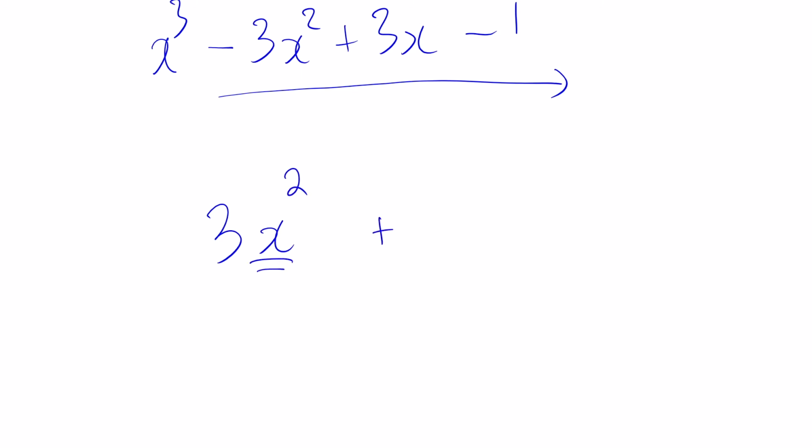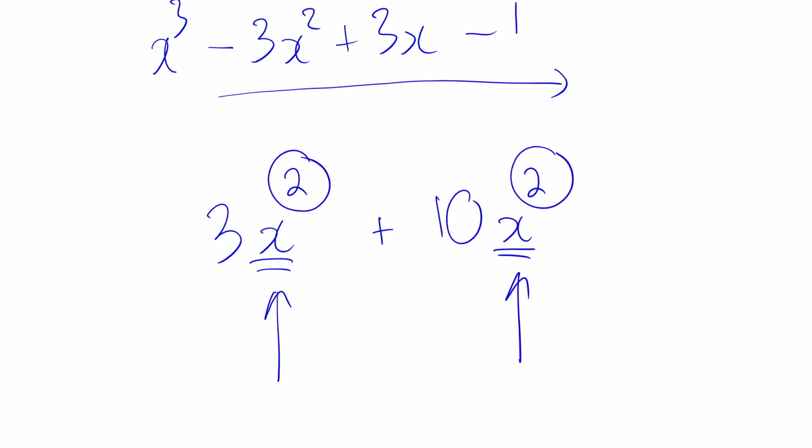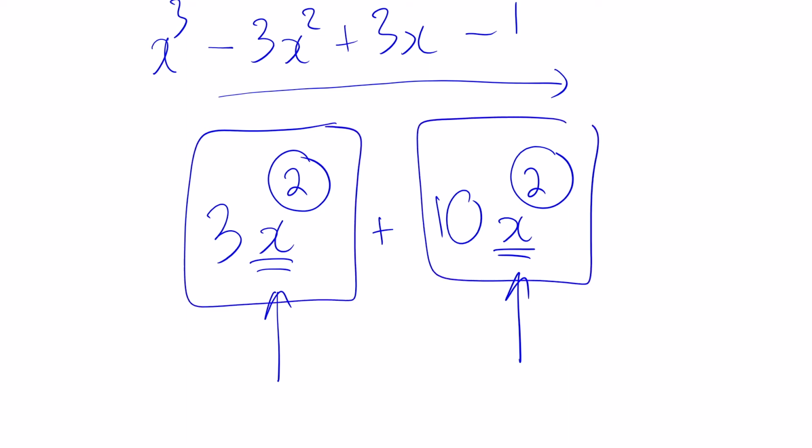That's your core. So that can be 10x to the power of 2. What's imperative here is your bases need to be the same and your index values need to be the same. So then you have 3 of them here. You've got another 10 of them here. If you add them, obviously you have 13.